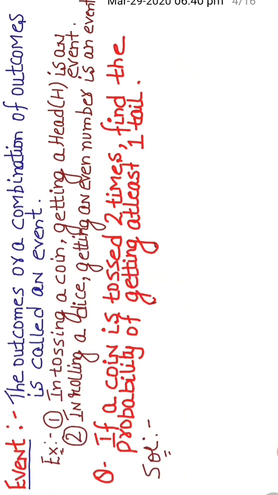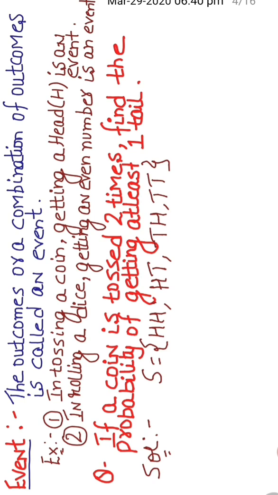Now question: if a coin is tossed 2 times, then its sample space will be HH, HT, TH and TT. This first outcome means the coin shows head both times. Here the first time the coin shows head, the second time the coin shows tail. Here the first time the coin shows tail, the second time head, and here the coin shows tail both times. So the possible number of outcomes is 4.